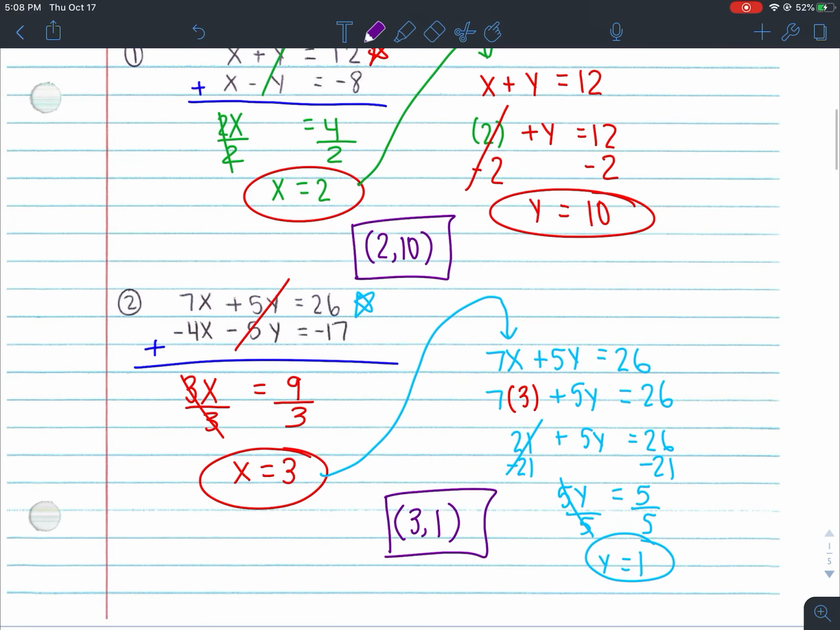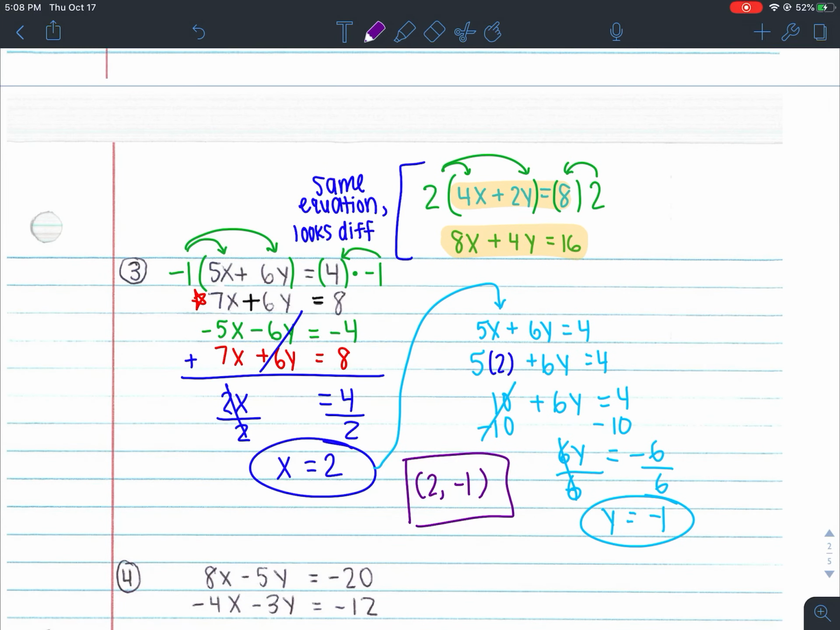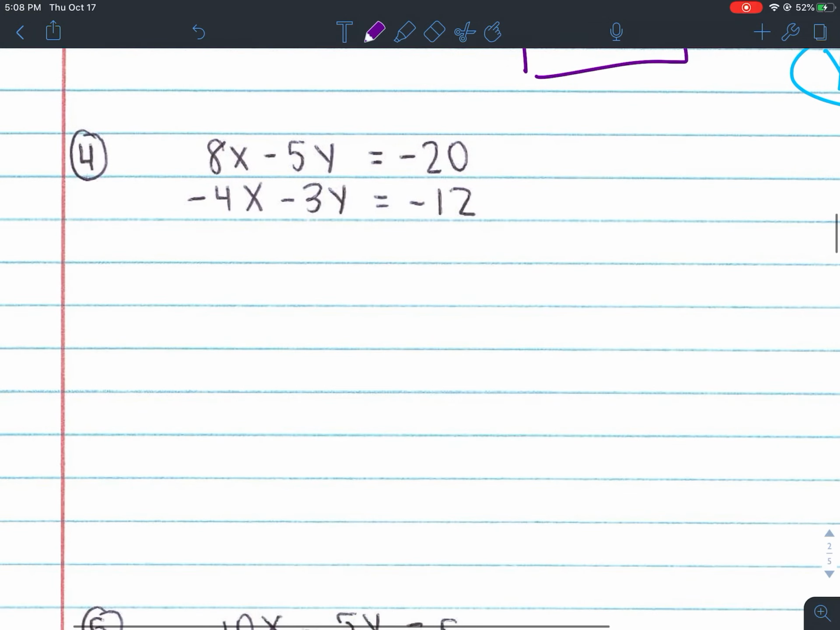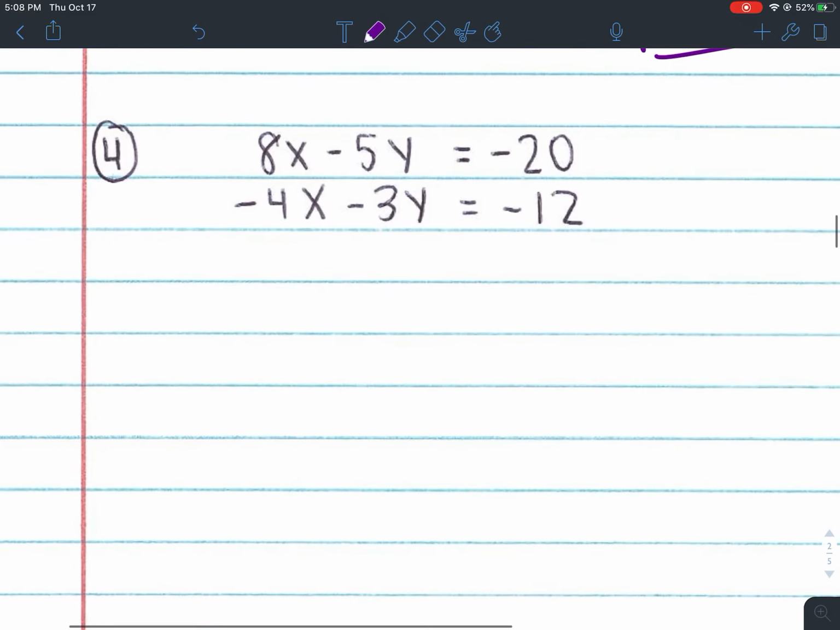Okay? So the only thing about the first two problems that was super easy was that it was already set up really nicely for elimination. But with number 3, we had to do a little bit of work. So sometimes elimination can be really easy. Sometimes it can be a lot of work on us. All right, number 4.